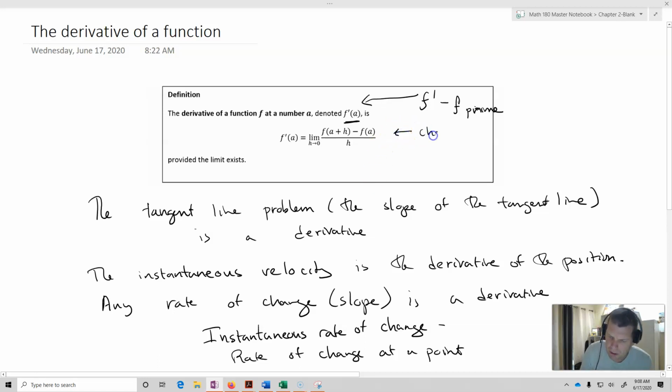This is the change in y divided by the change in x. Yes, just look at that. But we add the limit part to represent as we get closer and closer and closer to a particular value.